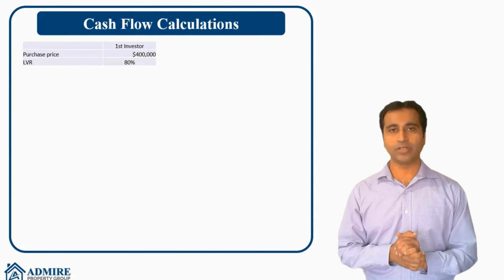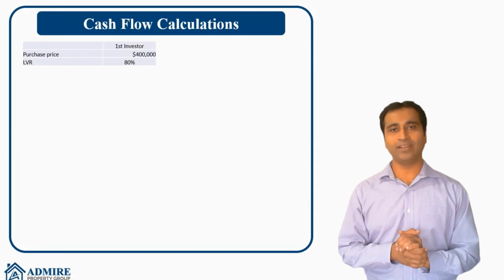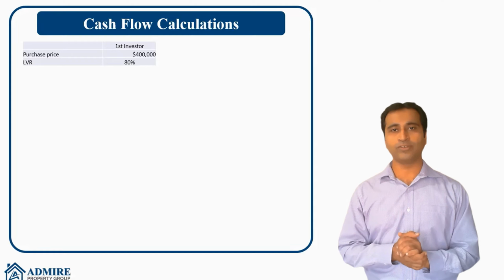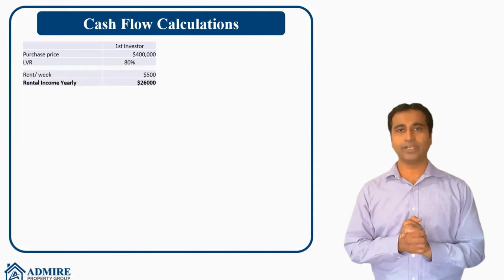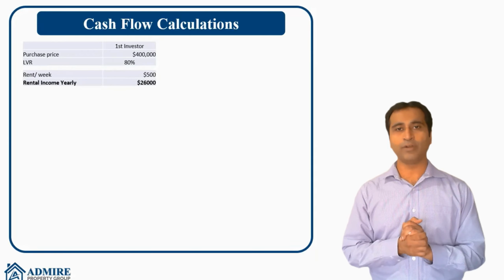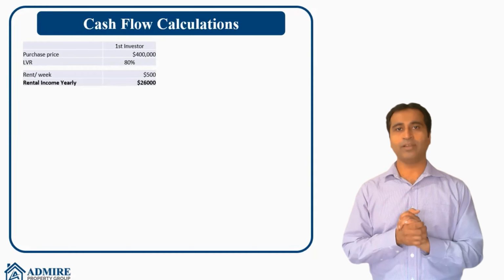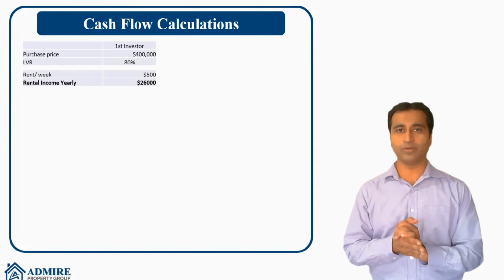Consider an investor who invests $400,000 to buy a property, and he keeps an LVR ratio of 80%. So that means $80,000 he pays from his pocket, and the rest of the money he gets from the bank as leverage. He puts this property into the market for rental income and achieves a rental income of $500 per week. Then the annual return from his rental property would be $26,000.